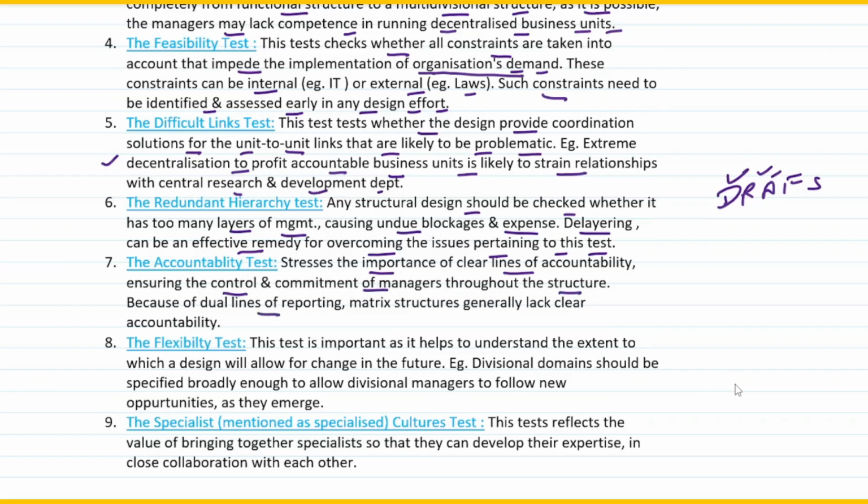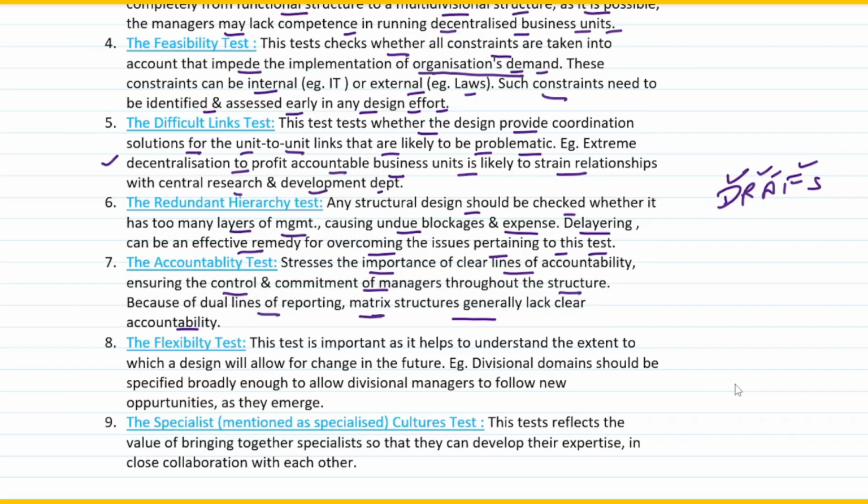Because of dual lines of reporting, matrix structures generally lack clear accountability. So out of all the 5 structures that we have read, the matrix structure is the one which basically lacks the accountability part, right? Then you come to the F. F talks about what? The flexibility test, right? The first one was feasibility test. Please don't confuse. That is a part of the key objectives and the constraint is primarily concentrated on the feasibility test. Now this F talks about the flexibility test.